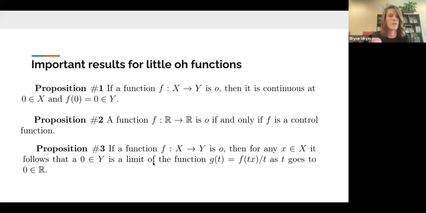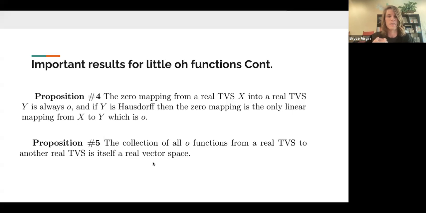Okay. So last two results here, and these I'll be even briefer about. The 0 mapping is always going to be little o, but if the codomain of the spaces we're talking about is Hausdorff, then it is in fact the only linear map which is little o. So the only linear thing which is little o, that is, which is flat at the origin, is the 0 map. And once again, this is another sanity check normalization case. Good God, that better be that way, otherwise something's wrong. And it does work out that way in Hausdorff spaces.